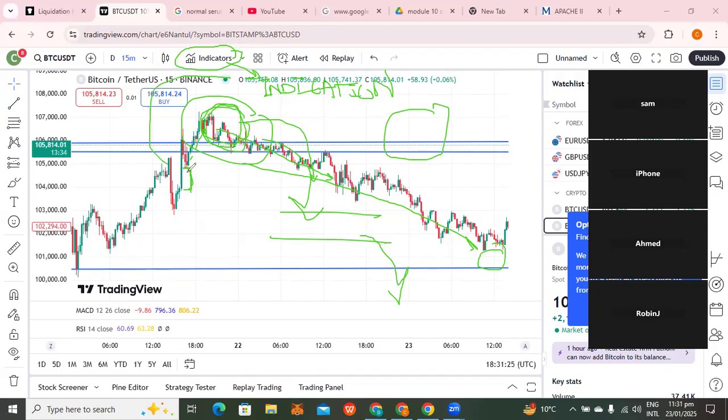So use these past fair value gaps. Use these past buying and selling zones. Figure out where buyers are buying and where sellers are selling, right? And that's going to help you drastically improve your trading skills.